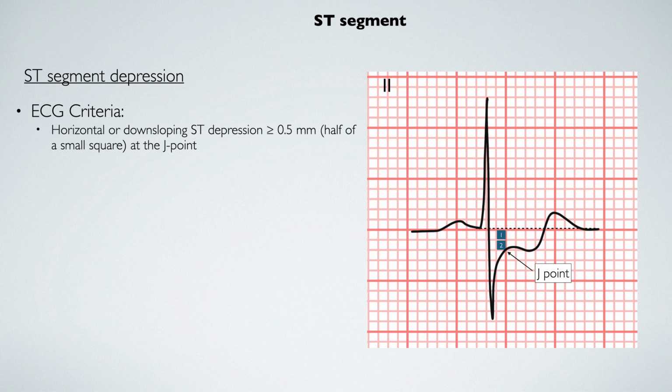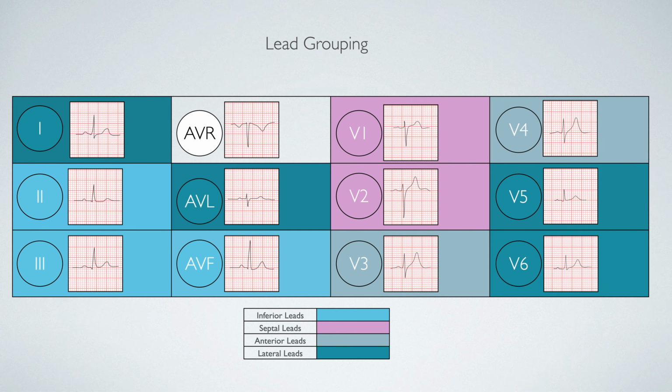For ST depression to be significant, it must be present in at least 2 contiguous leads, meaning that ST depression is found in 2 leads from either the inferior, septal, anterior, or lateral leads.